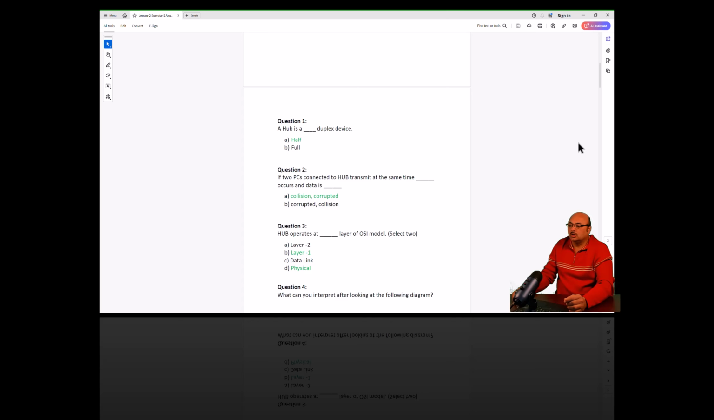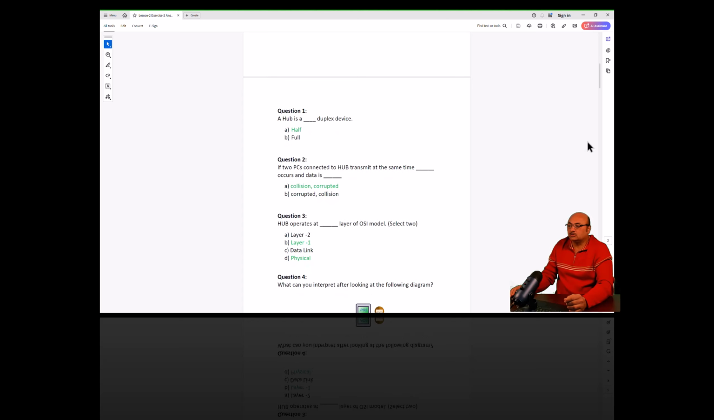Question 2. If two PCs connected to a hub transmit at the same time, dash occurs and the data is dash. So when two PCs that are connected to the hub transmit at the same time, or what we call simultaneously, a collision will occur and data will get corrupted, and when the corruption happens, data will get lost. Okay, so the correct option for question number 2 is A.